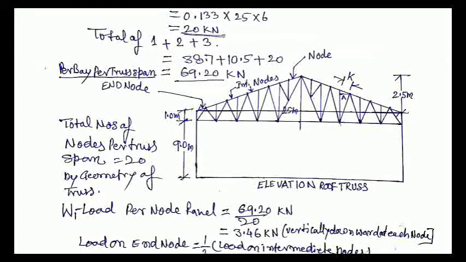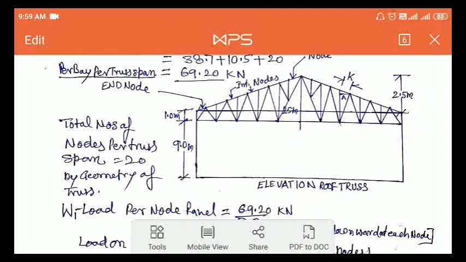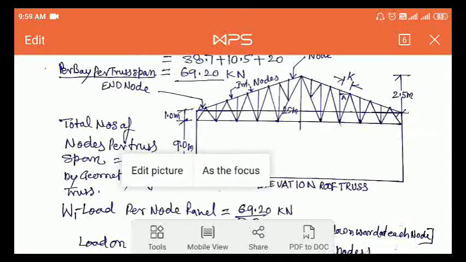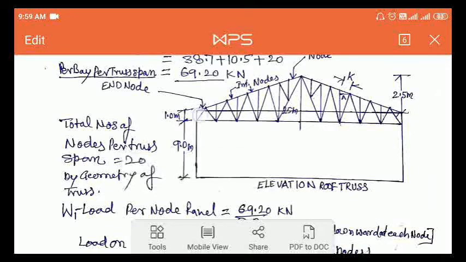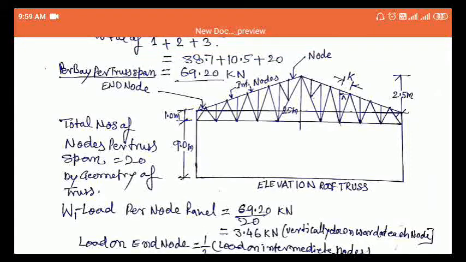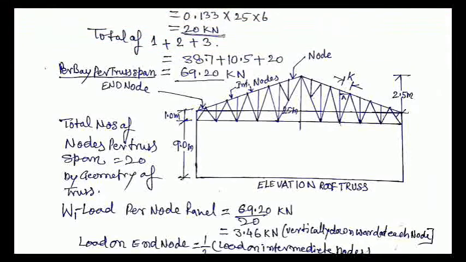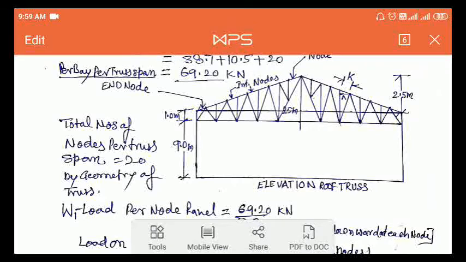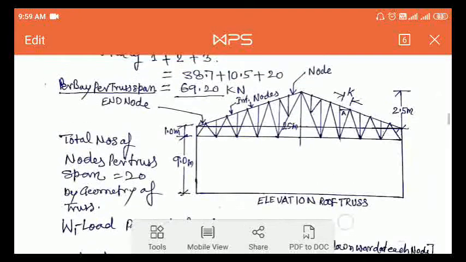Okay, now look at the diagram. This is total span of the truss 25 meter, and the truss is as shown in the figure picture. So this is height of truss 9 meter. This is 1 meter eave height of the truss, and this is total pitch of the truss, 2.5 meter height from the eave to center height of the truss. So you can see in the diagram total drawing of the truss.